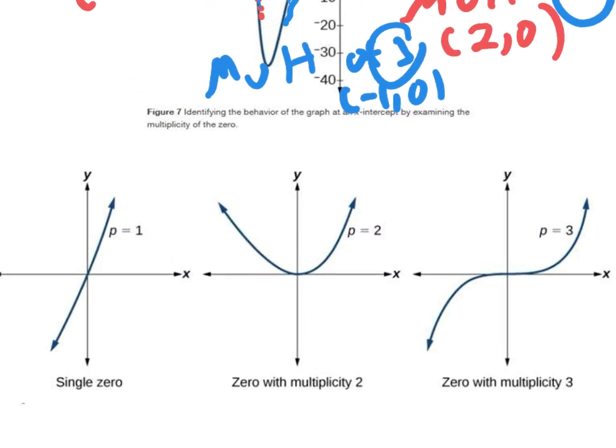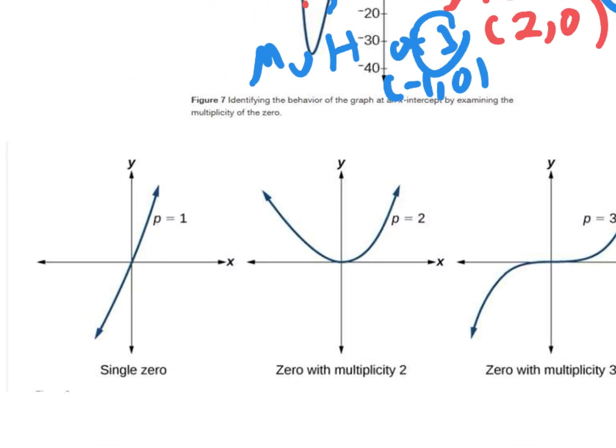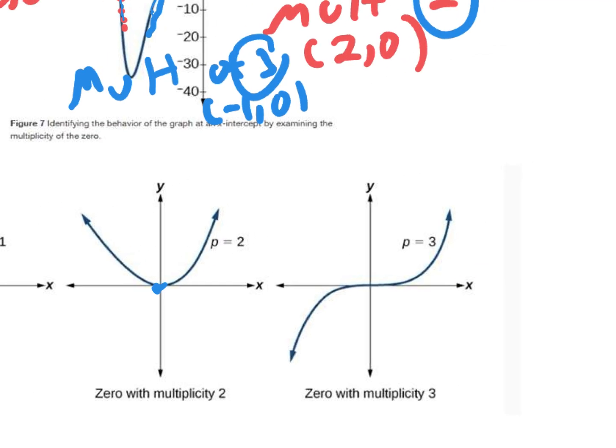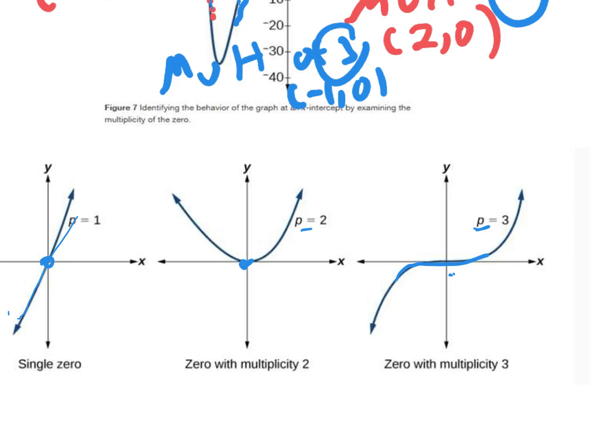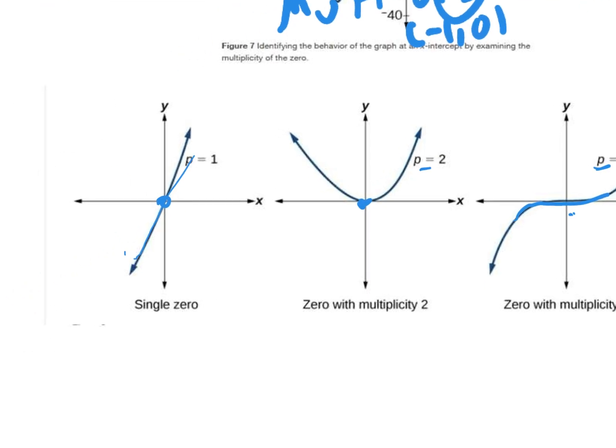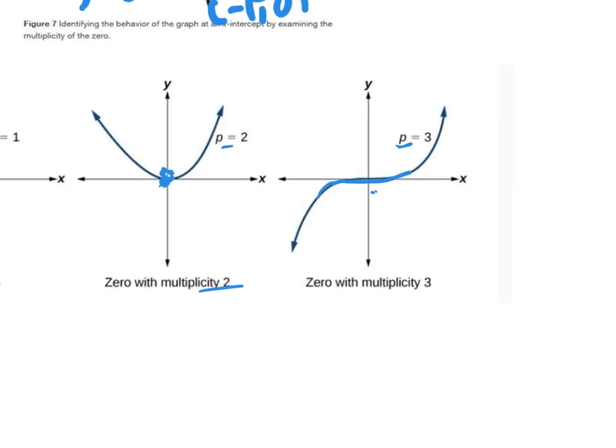What's down here? Oh, they're just showing you. If it crosses it, you just got multiplicity of 1. If it bounces off, multiplicity of 2. Rides the axis, go with multiplicity of 3. That's what they're saying. Here, that's written right here. The 0 is 0, and there's one of them. The 0 is still 0 because it touches at 0, 0, but there's 2 of them. The answer is still 0, but there's 3 of them. Okay?